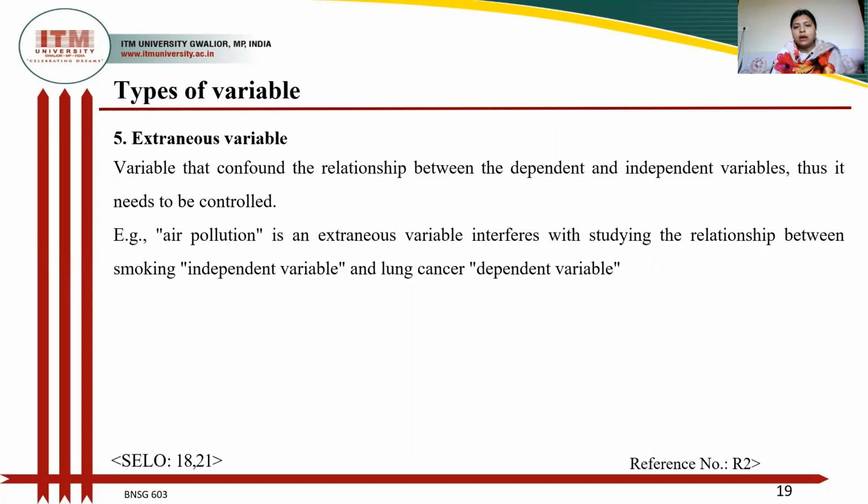smoking, which is the independent variable, and lung cancer, the dependent variable. So we saw in the previous slide the example that smoking may cause lung cancer. But there is another variable which may come, that is air pollution. Because of air pollution also, people may suffer from lung cancer. So that extra thing coming into the study, we are calling it as what? Extraneous variable.